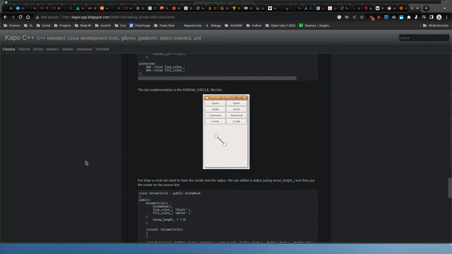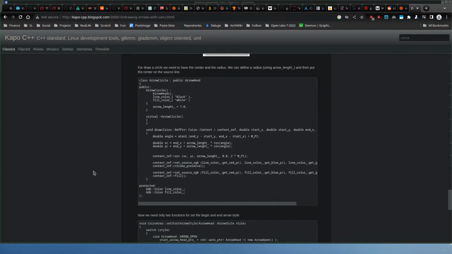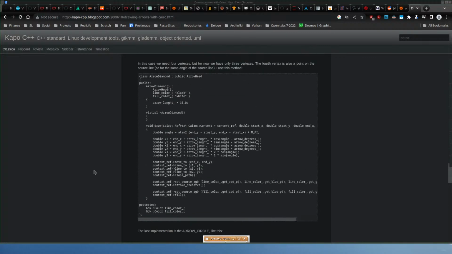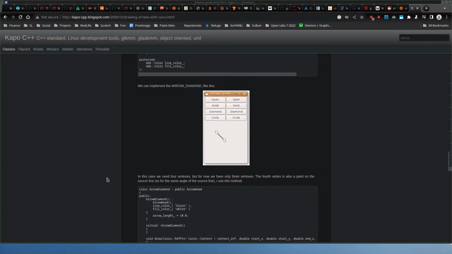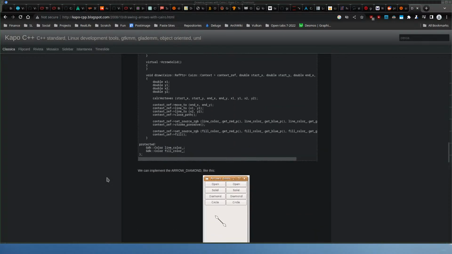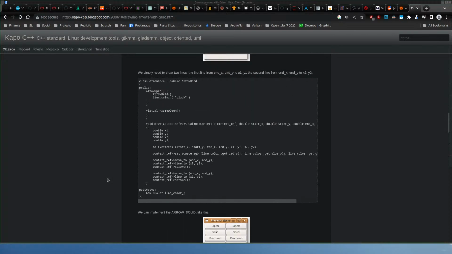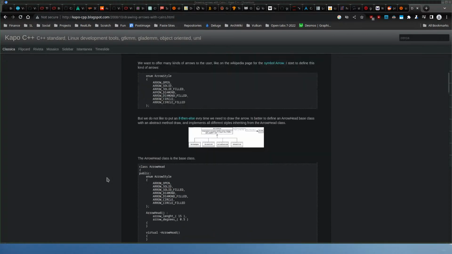No, that's pretty boring. Solid diamond circle and open. That would be the different styles. Even more styles. Arrowhead style. Why is there so much code separate all over the place?